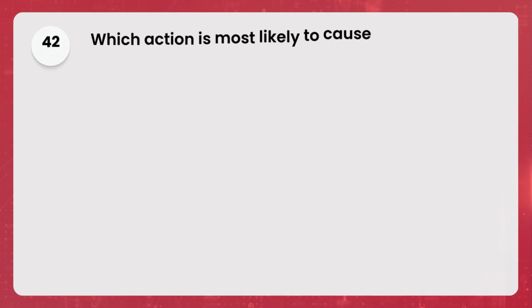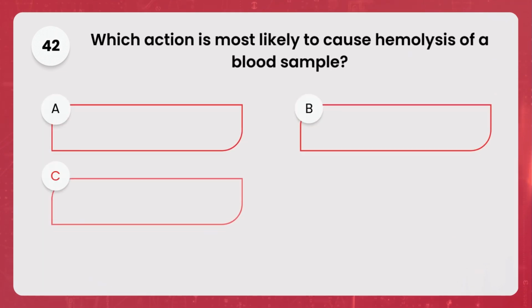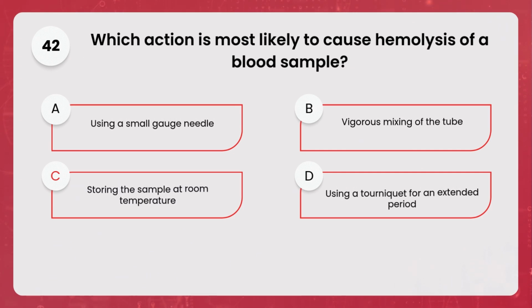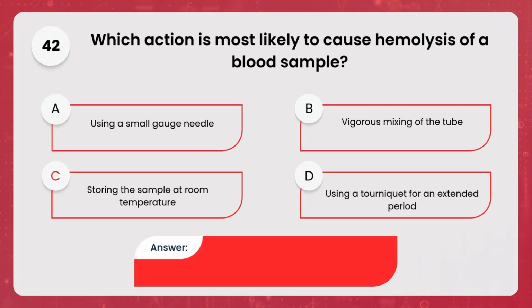Number 42. Which action is most likely to cause hemolysis of a blood sample? A. Using a small gauge needle. B. Vigorous mixing of the tube. C. Storing the sample at room temperature. Or D. Using a tourniquet for an extended period. The answer is B. Vigorous mixing of the tube.